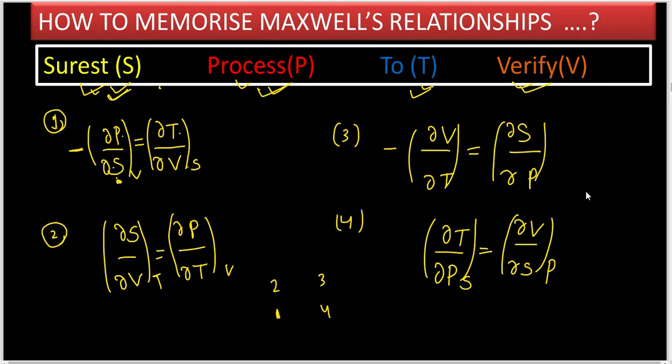So the phrase is surest process to verify, and easily you can remember these four equations. These four equations are very crucial and very important in thermodynamic applications, such as deriving the Clausius-Clapeyron equation, the CP equations, the TdS equations, and in all these applications. So you have to remember these equations. By using this process you can memorize Maxwell relationships.